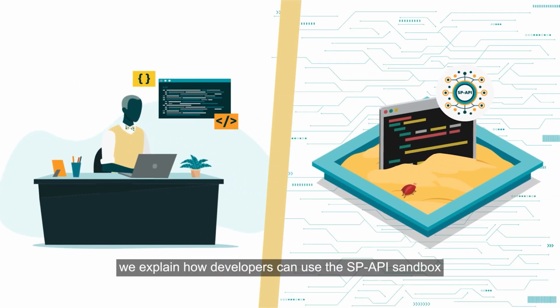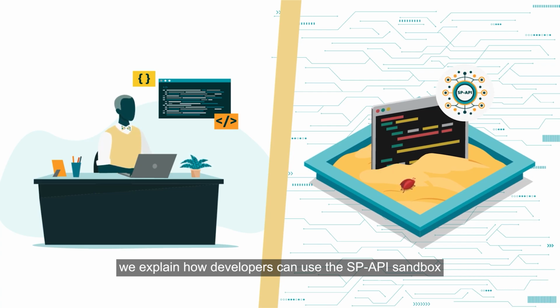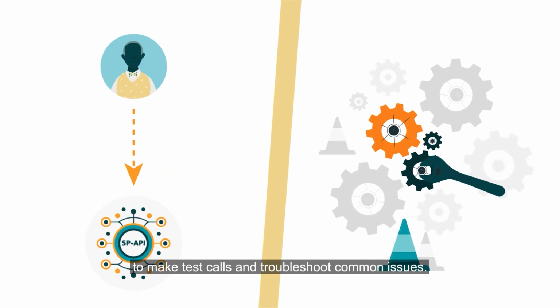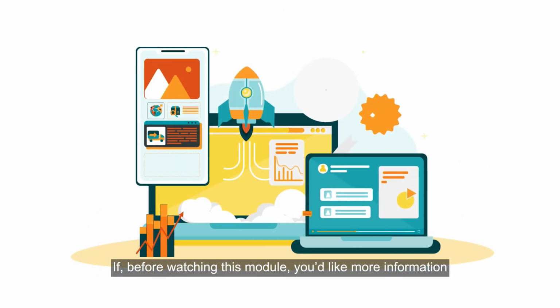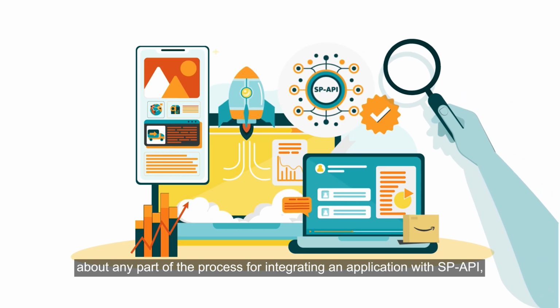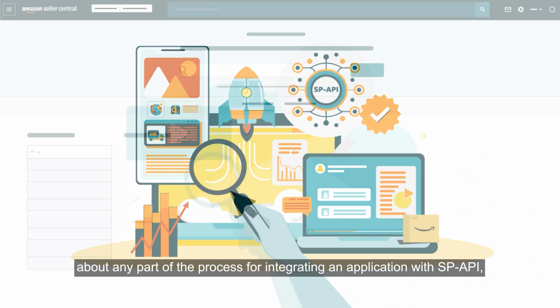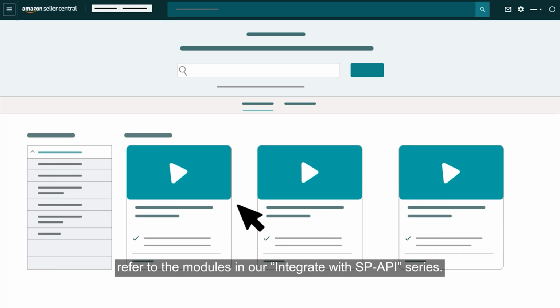In what follows, we explain how developers can use the SP API Sandbox to make test calls and troubleshoot common issues. If, before watching this module, you'd like more information about any part of the process for integrating an application with SP API, refer to the modules in our Integrate with SP API series.